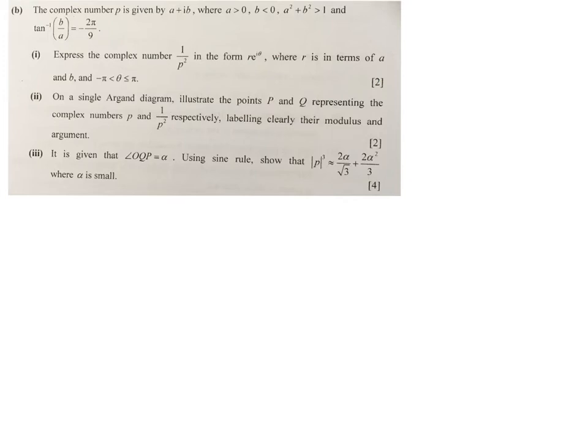We are at question 5b now. Please be reminded that we are not allowed to use a calculator for the whole of question 5. That includes this 5b as well. So look at part 1. We are asked to express the complex number 1 over p squared in the exponential form.